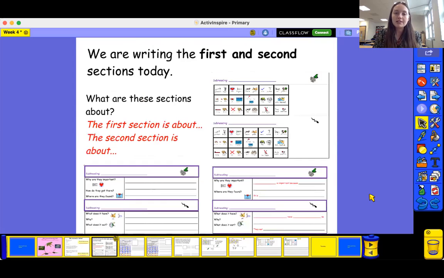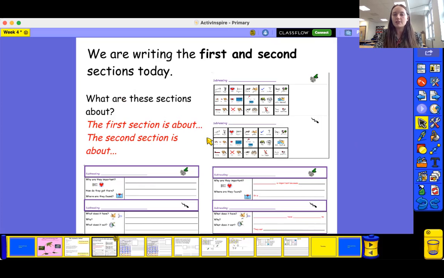So we're going to be writing the first and second sections today. So look at your plan from yesterday and look at the first section and the second section. If you're not sure what they are, I've put pictures on of each of the plans to show you. We're looking at the first part and the second part. What are those sections about? Tell somebody in the room, what are the sections about? You can use these sentence starters to help you.